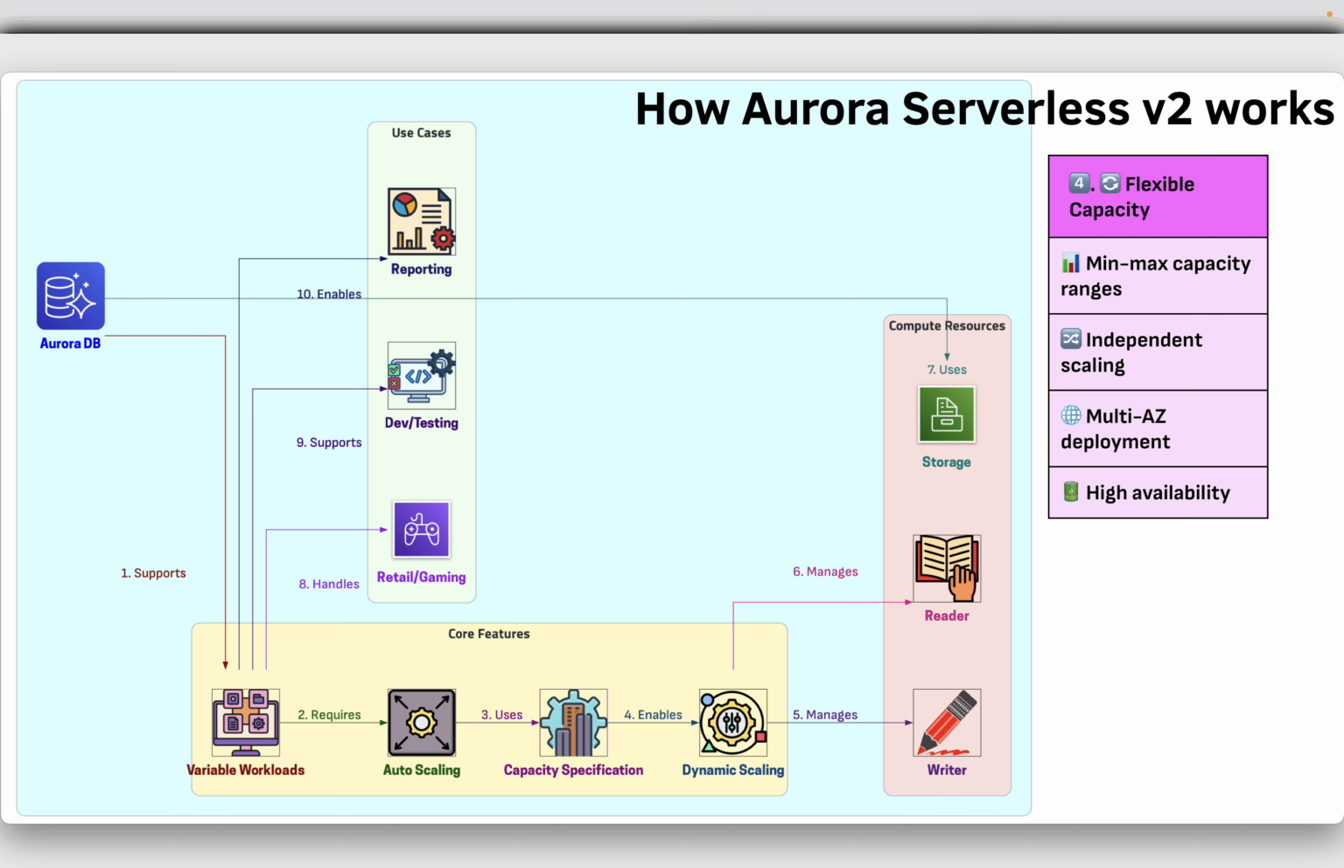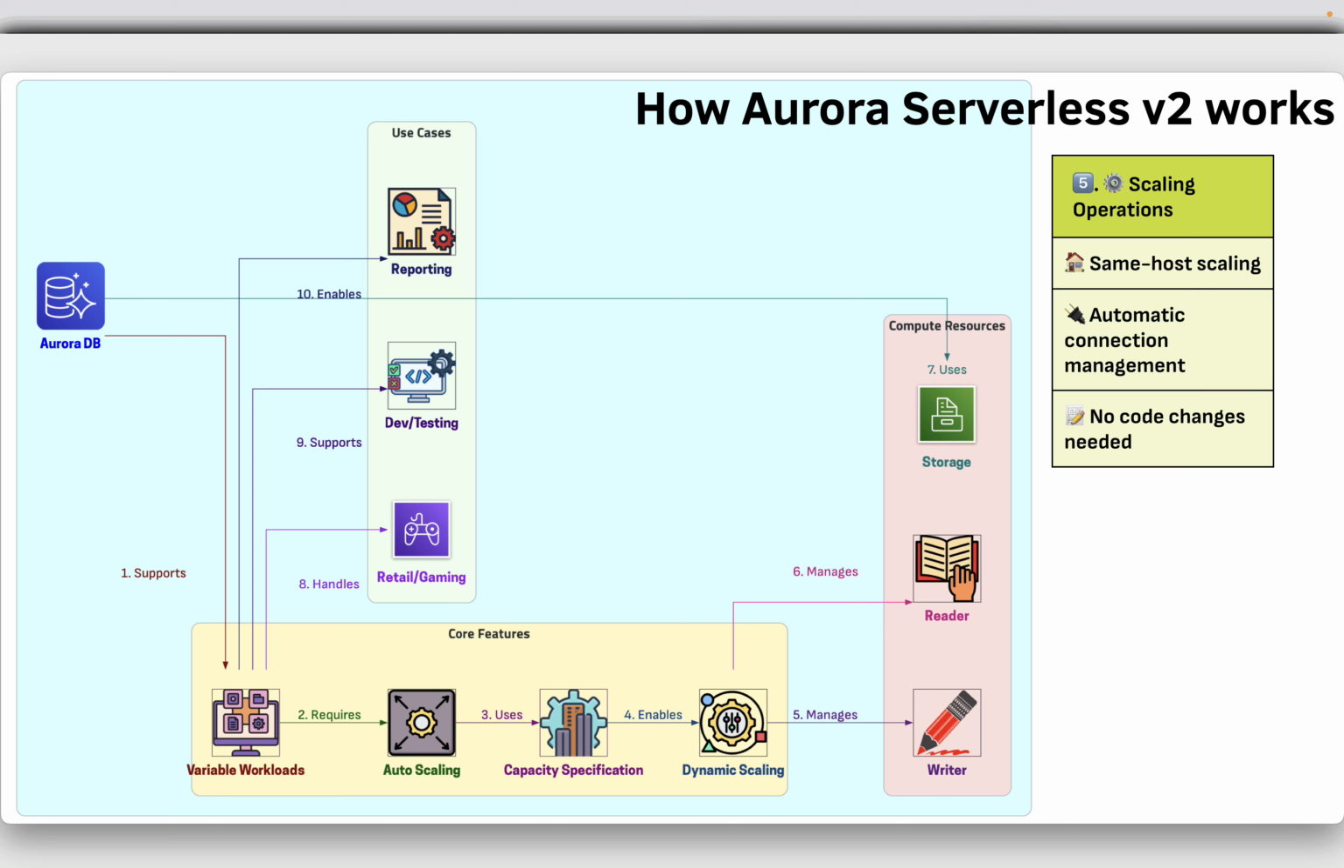Each writer and reader in the cluster scales independently within these bounds, leveraging Multi-AZ deployment for both dynamic scaling and high availability. The system optimizes performance by maintaining writers and readers on the same host during scaling. When host migration is necessary, connections are managed automatically without requiring changes to the application code or connection strings.